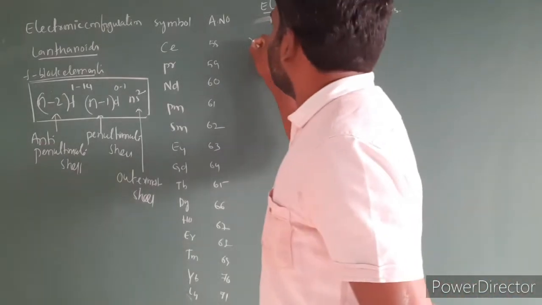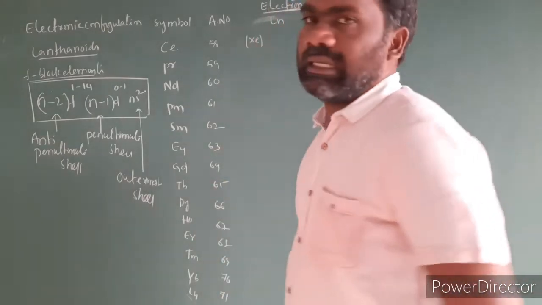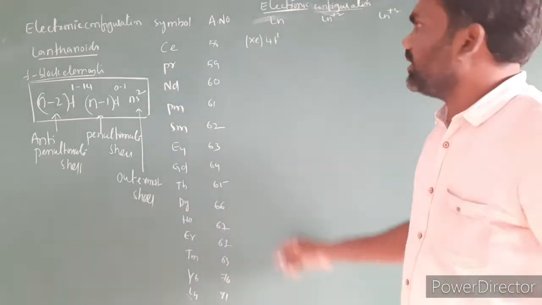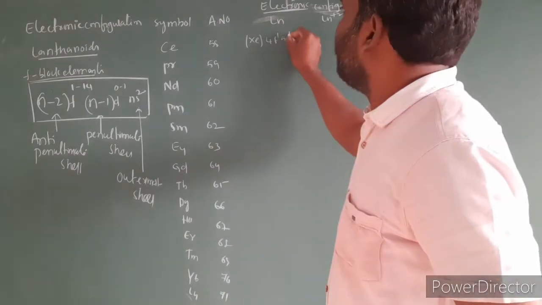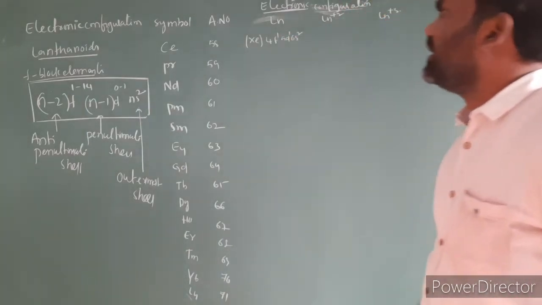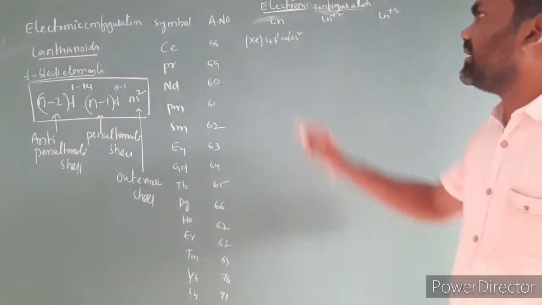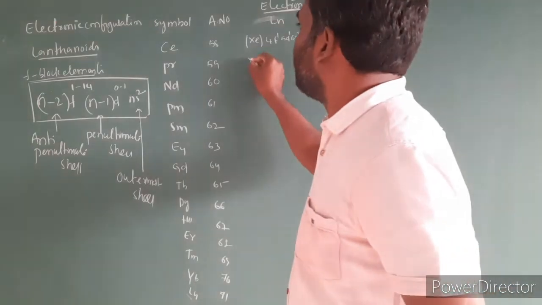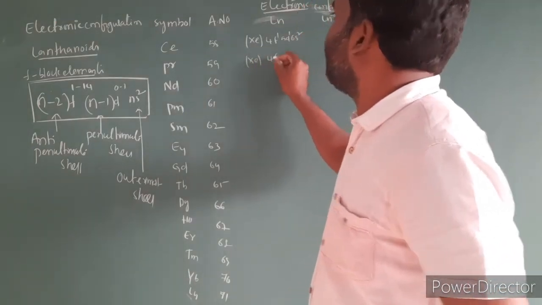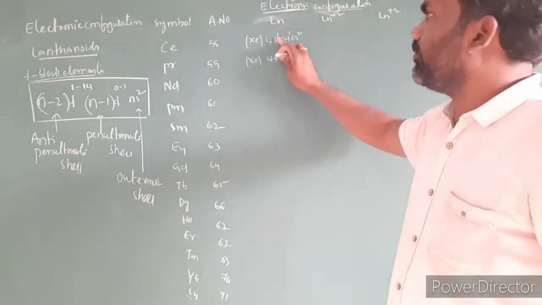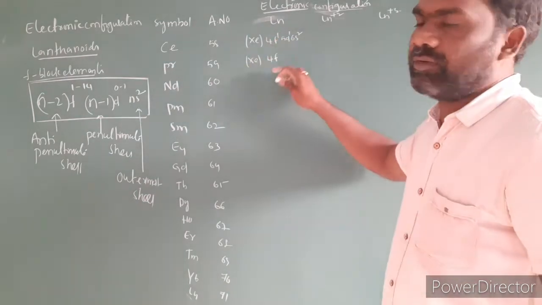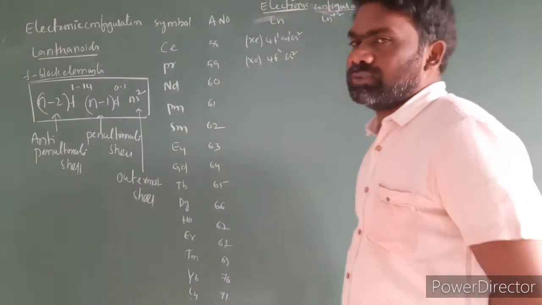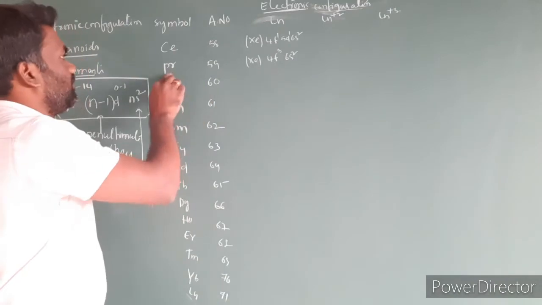For Ln, the noble gas we have taken is xenon, and this is 4f1, 5d1, 6s2. This is the electronic configuration of the series: xenon 4f1, 5d1, 6s2. Next, the electronic configuration of praseodymium is xenon 4f, and the d electron we also have to add, so this will be 4f2. One electron we have to increase, then this is 4f3, 6s2. So this is the electron configuration of praseodymium.